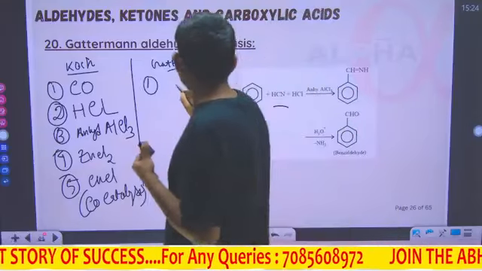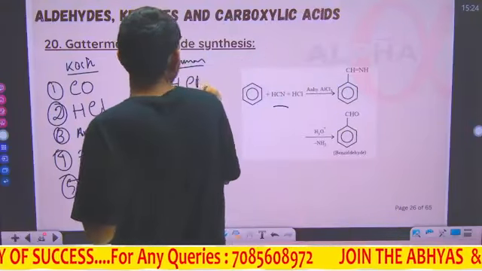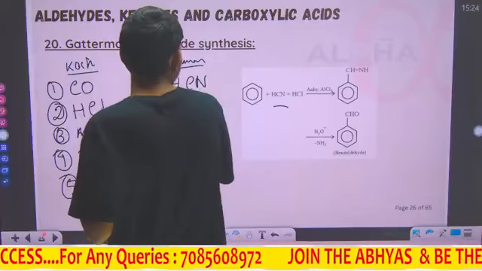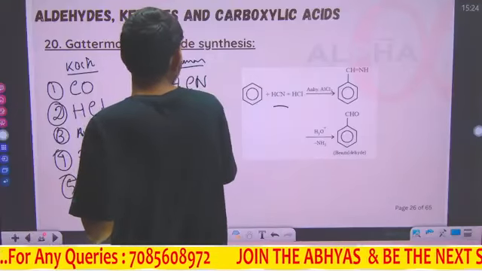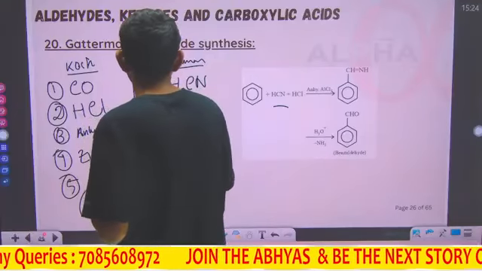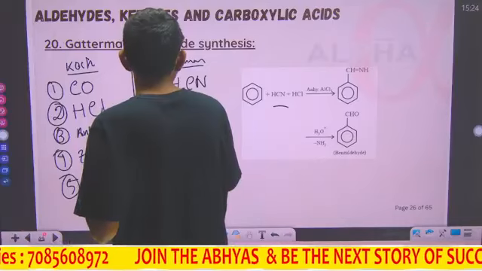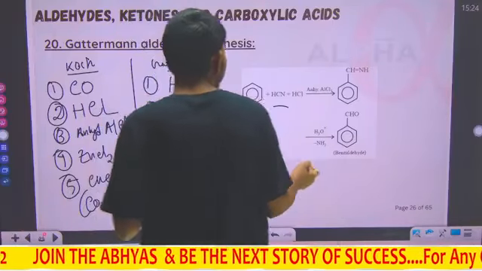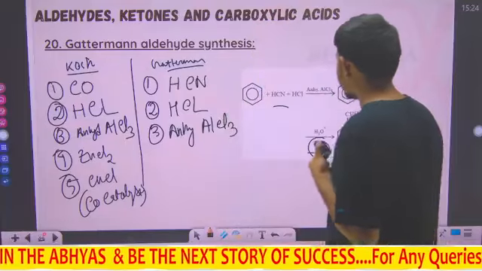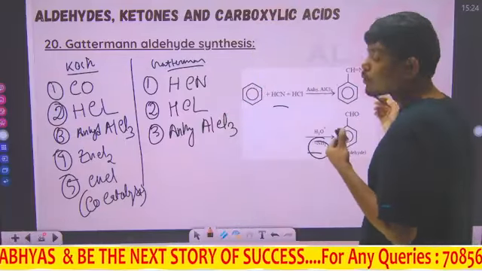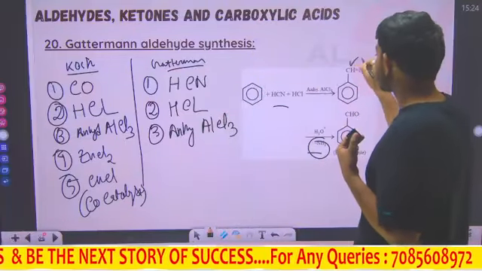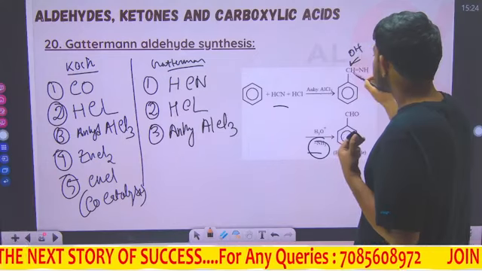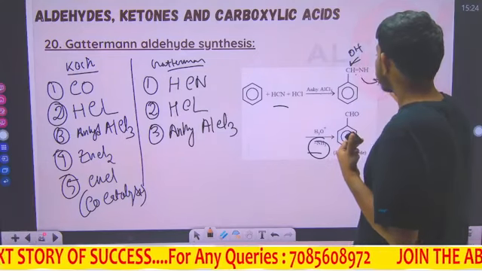Normal Gattermann, what we have, we react with HCN, hydrogen cyanide. This HCl is common in both, and again use your anhydrous AlCl3. So after that, as I've said, NH3 will come out from here, if I have to show the mechanism, in that way.